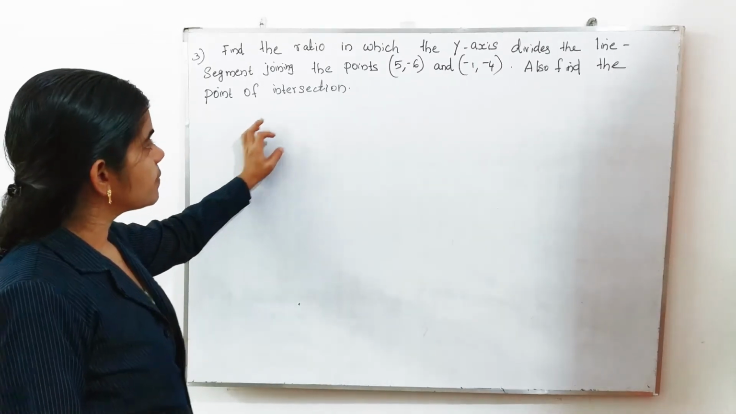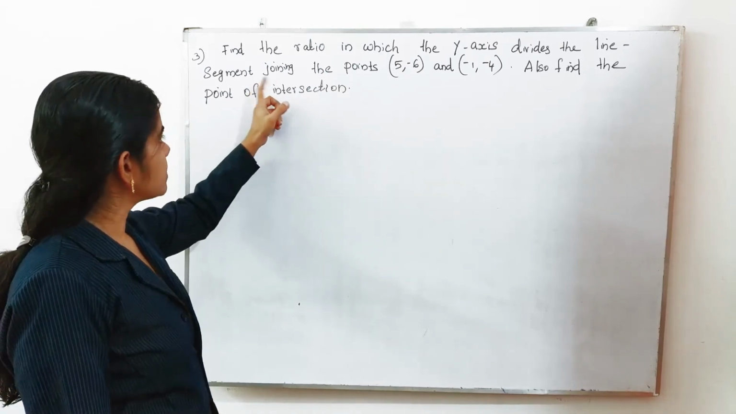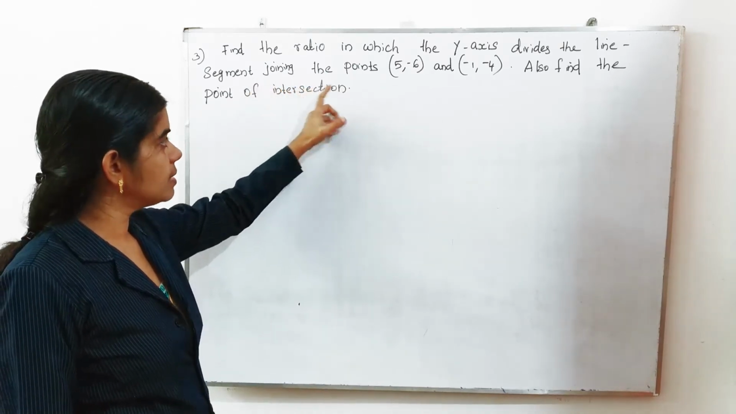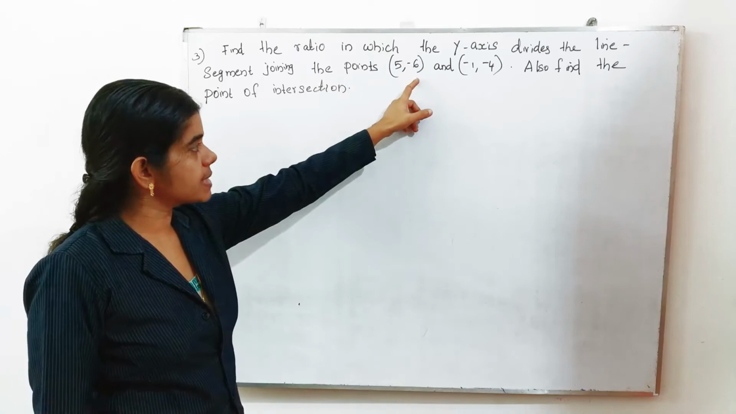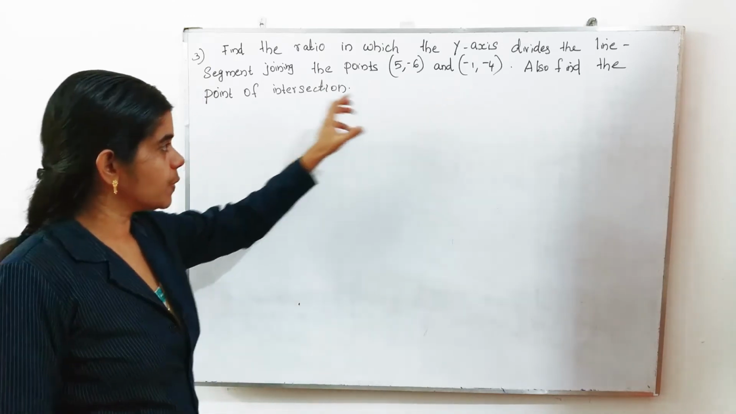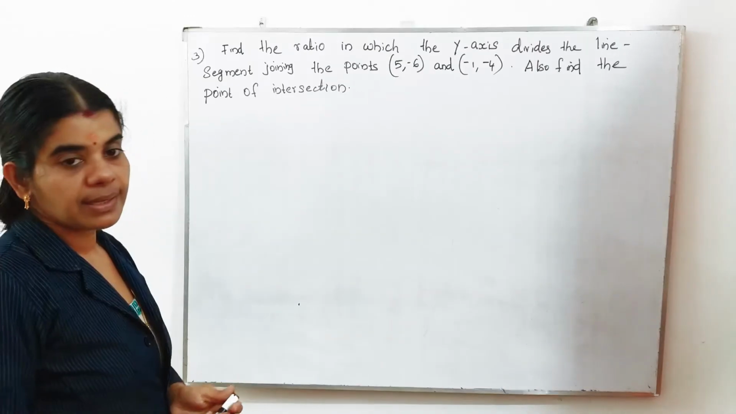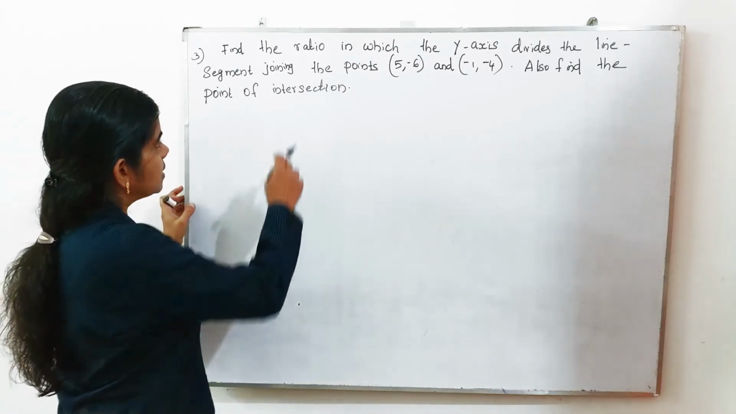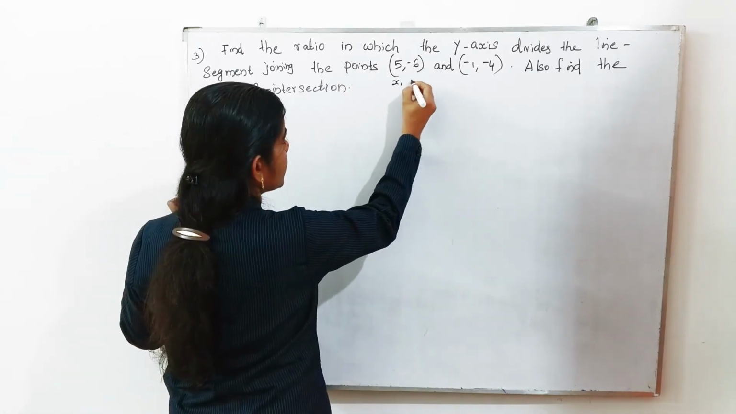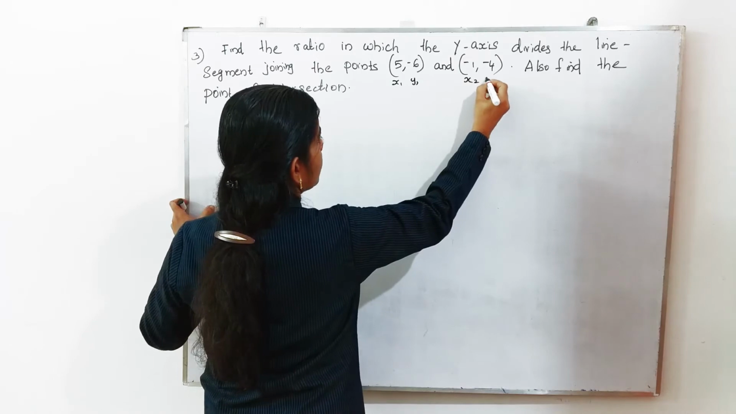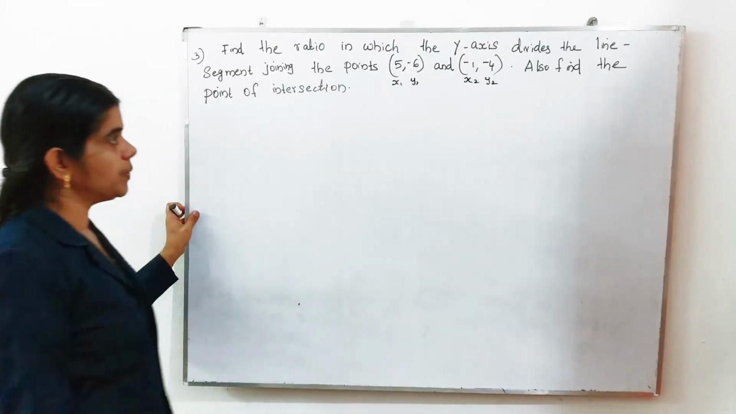Next question. Find the ratio in which the y-axis divides the line segment joining the points (5, minus 6) and (minus 1, minus 4). Also find the point of intersection. These are the line segment joining. This will be the point x1, y1. This will be the point x2, y2.